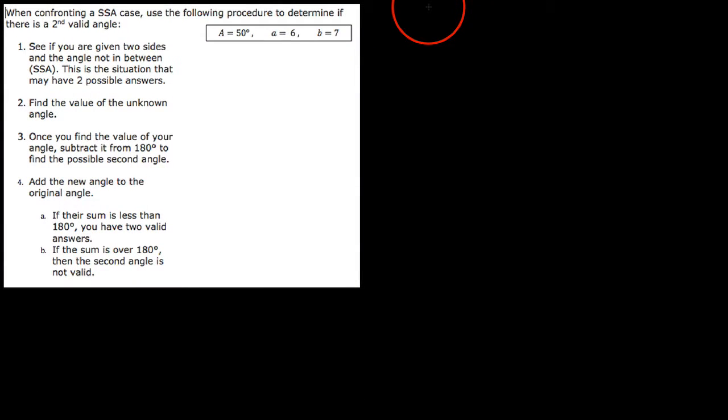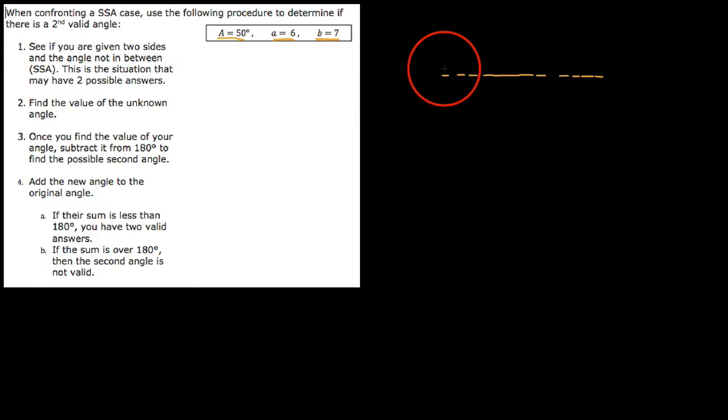Okay guys, in this video we're going to be looking at the side-side-angle case in which we use the law of sines, but looking at how we can determine if there would be a second valid angle or a second valid triangle or not. Taking a look at this situation, we're given an angle and then the side opposite that angle as well as one of the other two sides. If we were to sketch this out, it would look kind of like this.